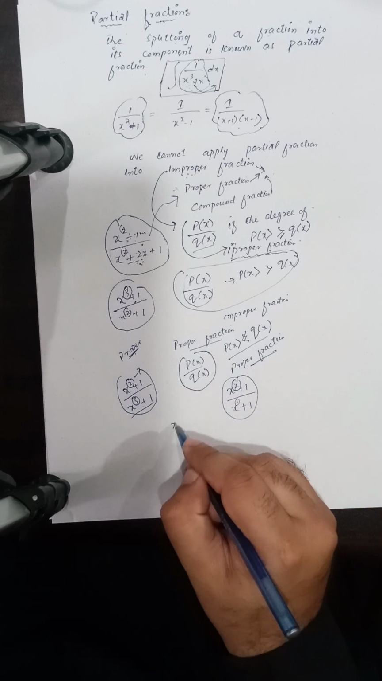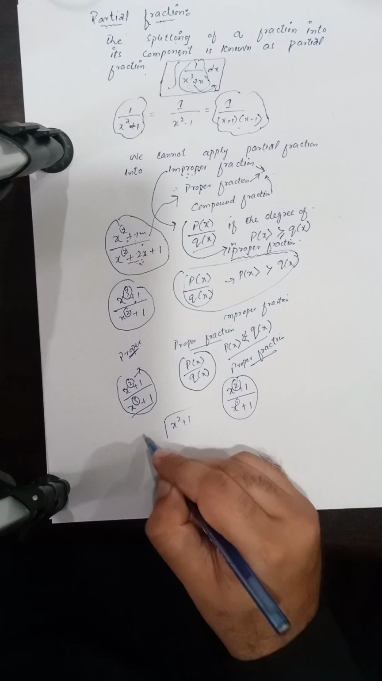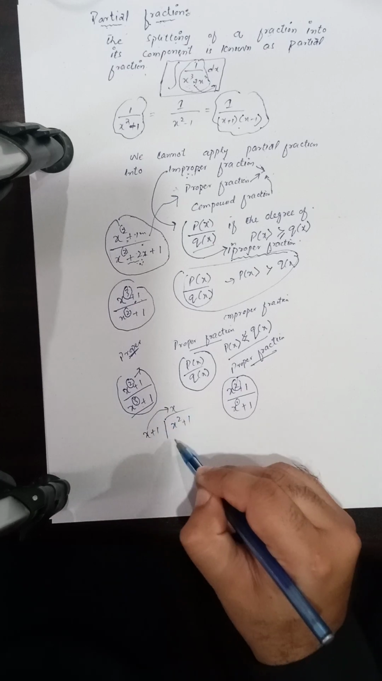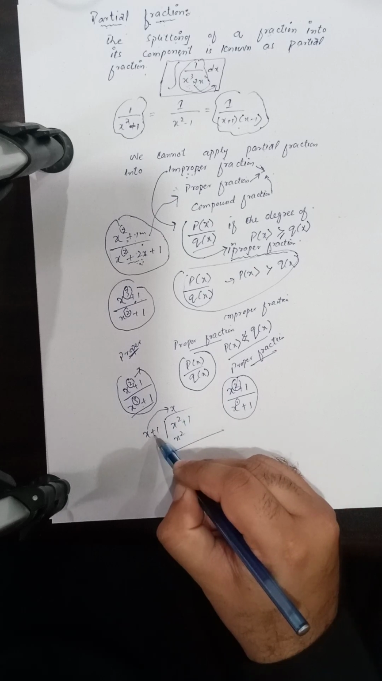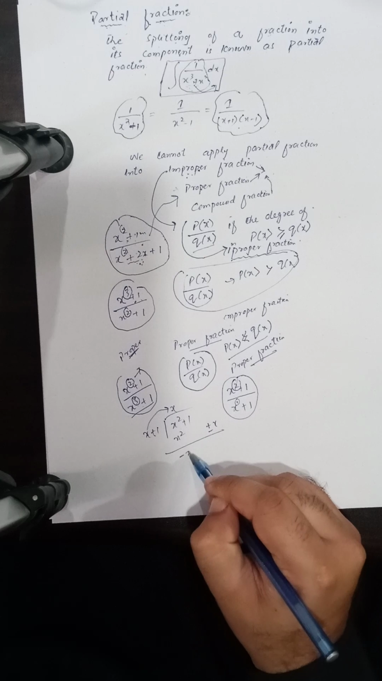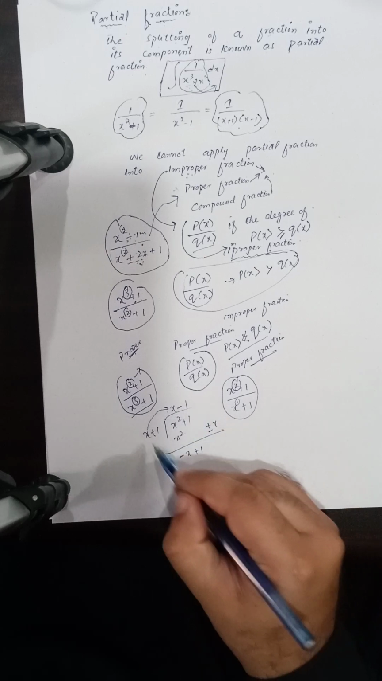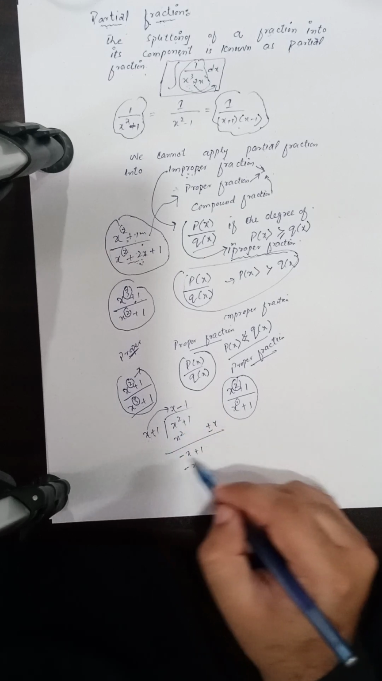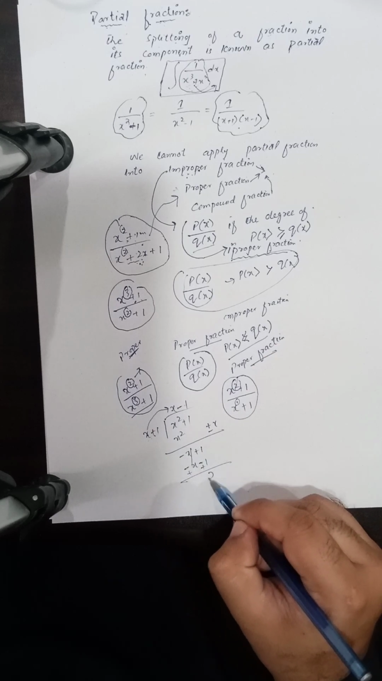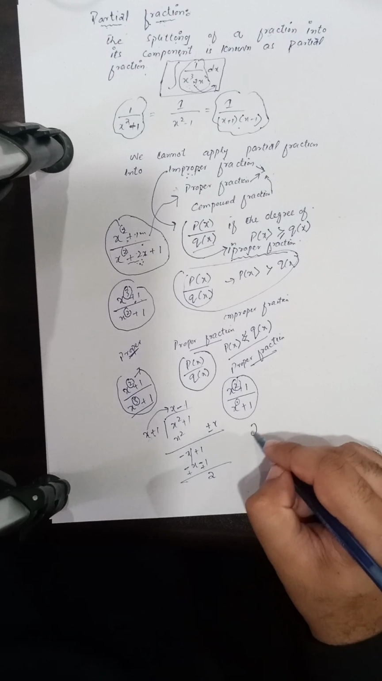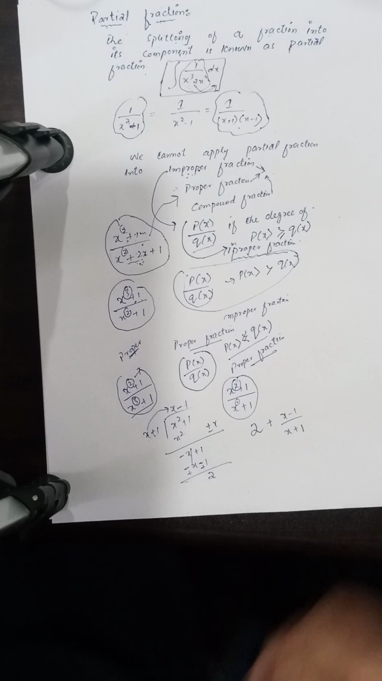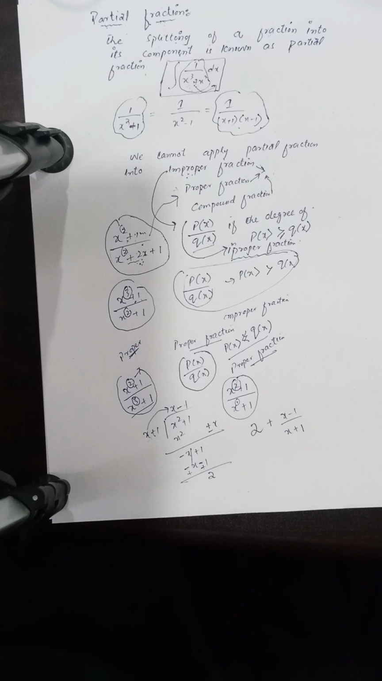By long division, x square plus 1 divided by x plus 1. Multiply x by x, so it is x square. Then x with 1 is x, which gives minus x. So minus x plus 1, so minus 1. So plus 2. So it is equal to 2 plus x minus 1 divided by x plus 1.